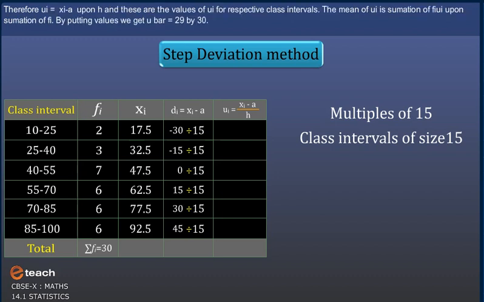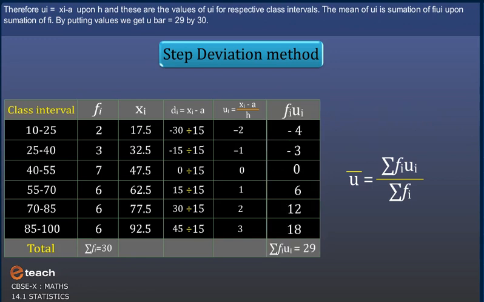Therefore, ui is equal to xi minus a upon h, and these are the values of ui for the respective class intervals. The mean of ui is summation of fiui upon summation of fi. By putting values, we get u bar is equal to 29 by 30.